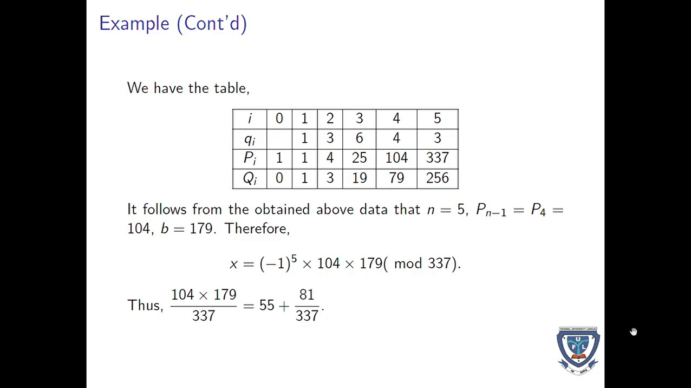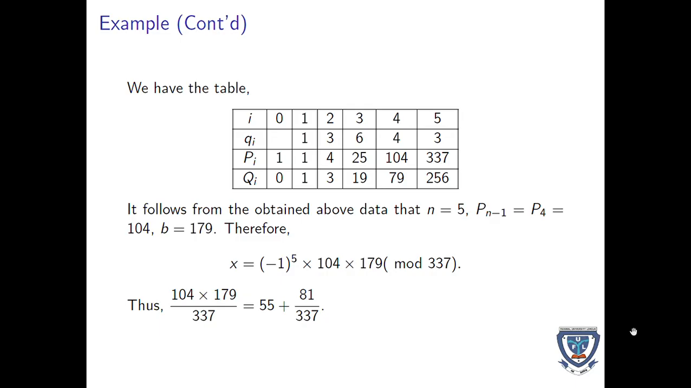Now, for the values of the P_i, our P2 is 4, we got it from 3 times 1 plus 1, giving us 4. P3, we got it from 6 times 4 plus 1, equal to 25. Then P4, we got it from 4 times 25 plus 4, equal to 104. Then P5, we got it from 3 times 104 plus 25 equal to 337.